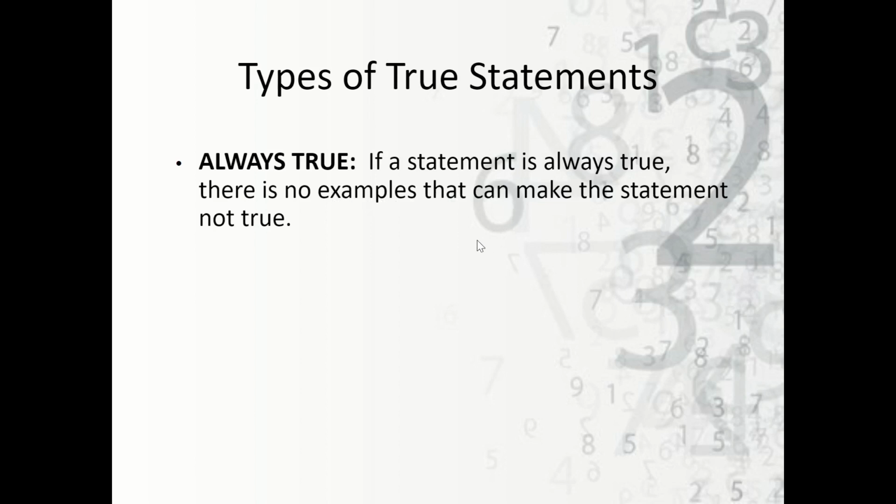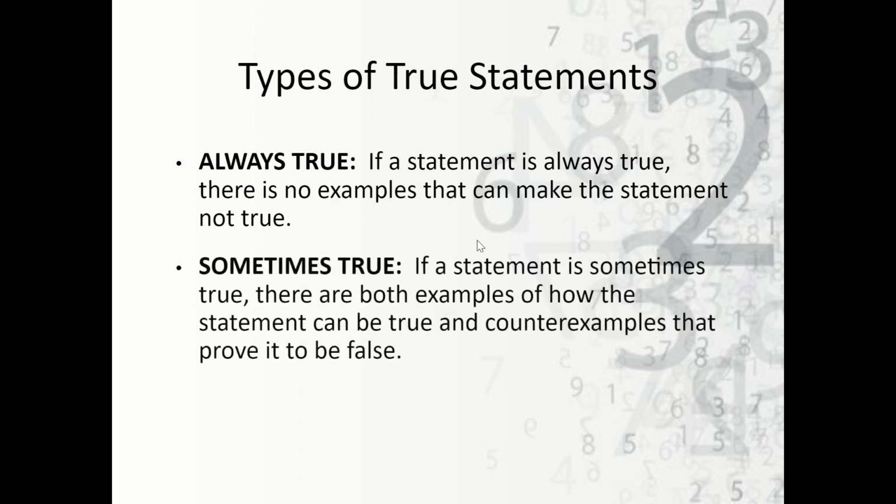So that's always true. Then there's sometimes true. Sometimes true means that there are examples of it being true and examples of it not being true. An example of this would be, it's going to rain today. Well, could it rain today? It absolutely could, but it also might not. So sometimes it rains, sometimes it doesn't. So there are examples that make it true and counterexamples that make it false.